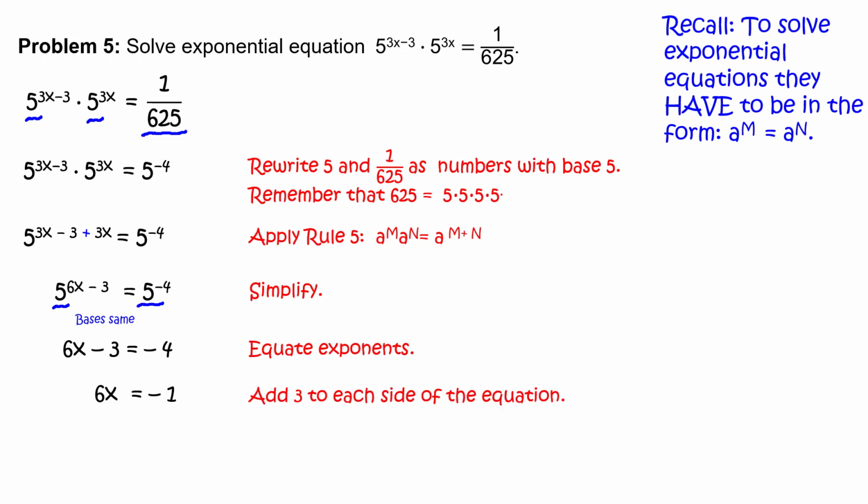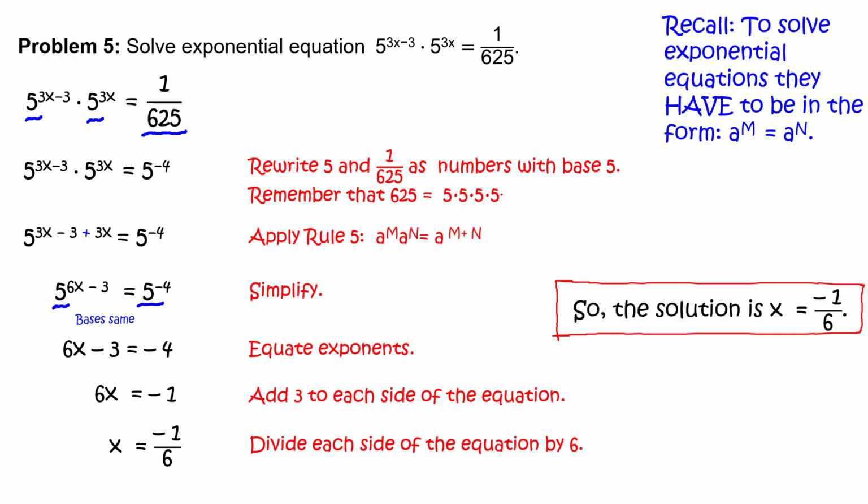I'm going to add 3 to each side of the equation. You'll get 6x equals negative 1. And you're going to divide each side of the equation by 6 to get x equals negative 1/6. And that is it. We're just going to state our result at the end. The solution is x equals negative 1/6.